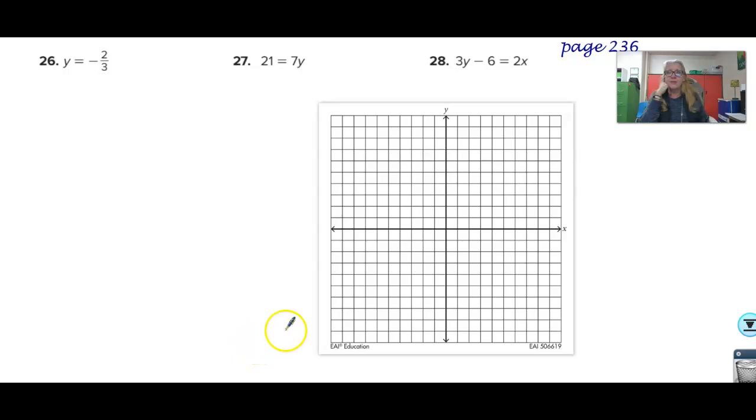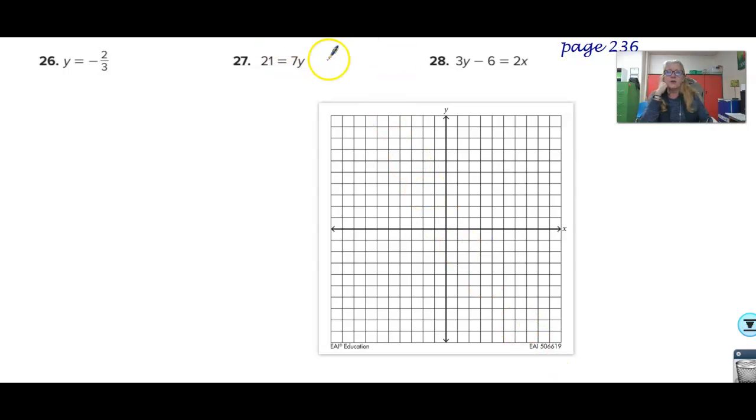All righty. We have y equals negative 2/3. Well, it'd be like here, I'm estimating. Like I said, you're probably just going to have to pick out the graph. Horizontal line at y equals negative 2/3.